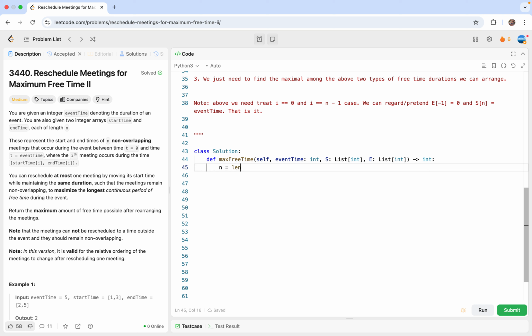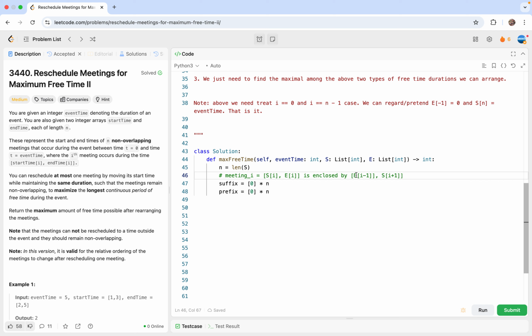First, I'm going to get the length of this s, right? Then I want to get a suffix that is 0 times n, and also a prefix that is 0 times n. So let's look at the first one right here. Meeting i is a generic meeting, and it will start at Si, ending at Ei, right? So it's enclosed by the previous ending time, that is Ei minus 1, and the next start time, that is Si plus 1.